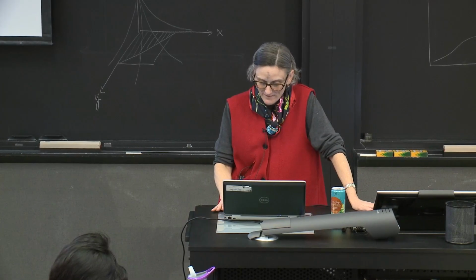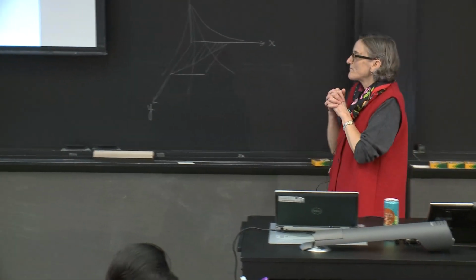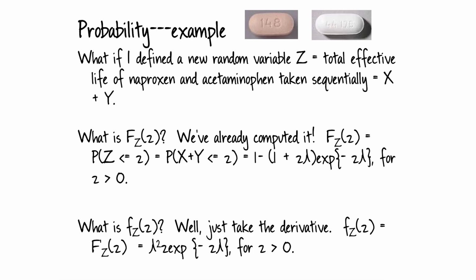Okay, so let's see. One final and important point I want to make about this example is that it suggests something very powerful we can do with random variables. Let's suppose I want to define a new random variable, and I call it z. It's the total effective life of the naproxen and the acetaminophen taken sequentially. It's certainly a reasonable random variable to define. How could I start to think about how that random variable is distributed? Well, in fact, we've already figured out exactly how it's distributed.